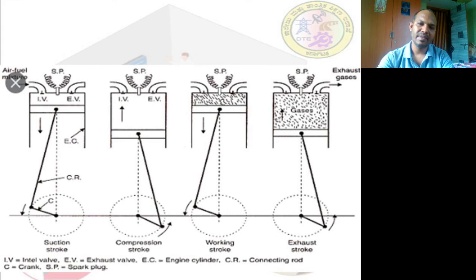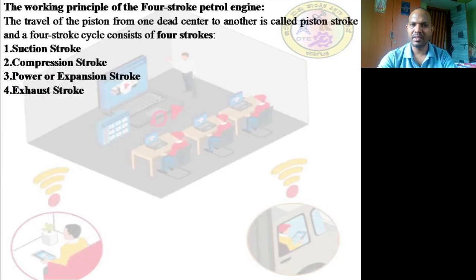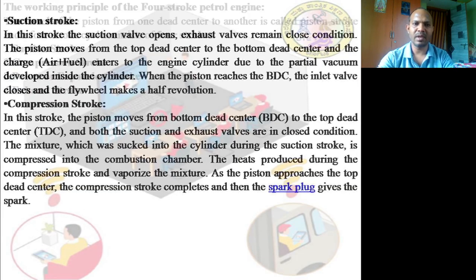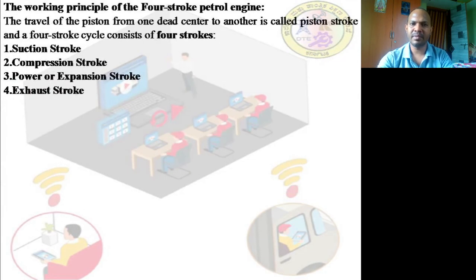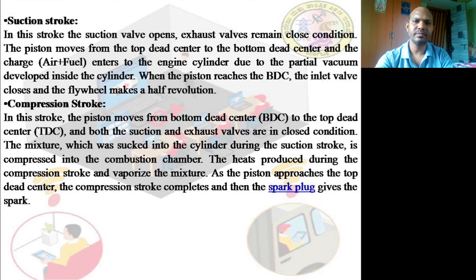Did you understand? In the same way, for each and every stroke, you just write it as bullet points in 4 lines. That's sufficient enough. Okay, now this is what we have given here actually. The travel of the piston from one dead center to the other dead center is called a piston stroke: suction stroke, compression, power or an expansion stroke, and exhaust stroke. As usual, we have just given the same thing.